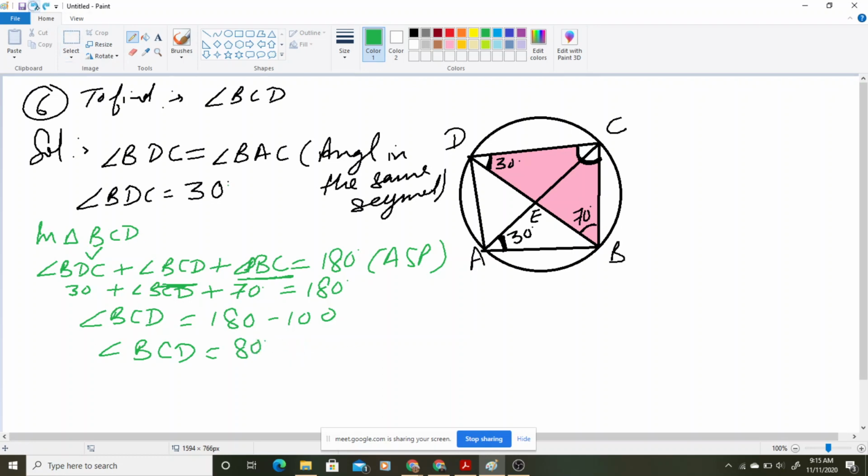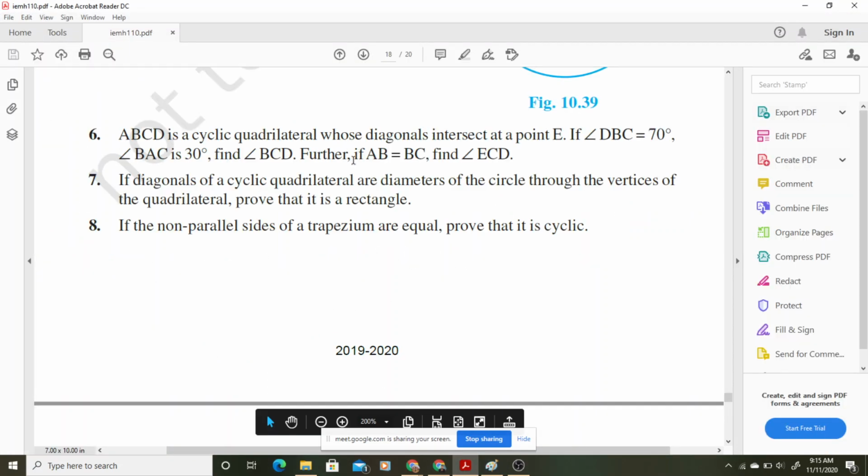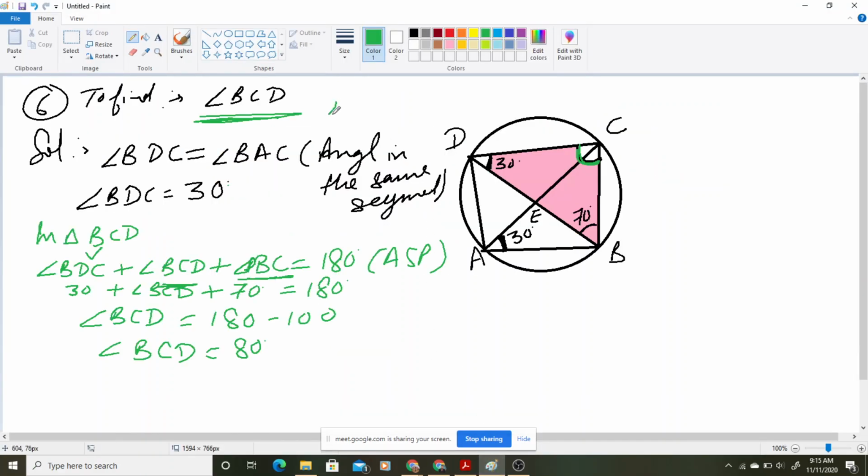Okay. Now in the question one more line is given. See, this is the first part we have done. We found angle BCD, which came to 80 degree. But if you see the question, it is saying further if AB is equal to BC, if we assume AB and BC are equal, then find angle ECD. ECD is one more angle we have to find out.